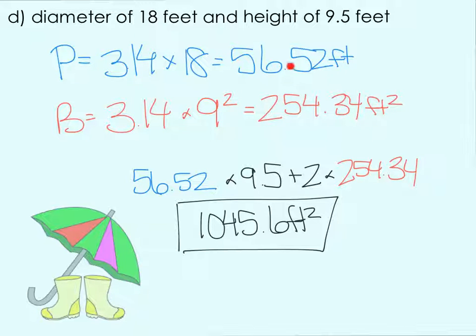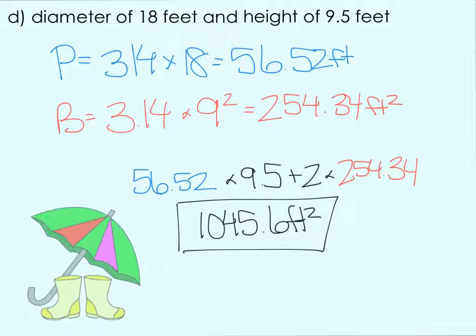Start with, make sure your perimeter, you found that. You took 3.14 times 18. And then for your base, this one you needed the radius, so you had to take 3.14 times 9 squared. Careful to make sure this is a 9 because you need the radius. And last but not least, here's what it should look like plugging into your formula. And in the end, here's your final answer.